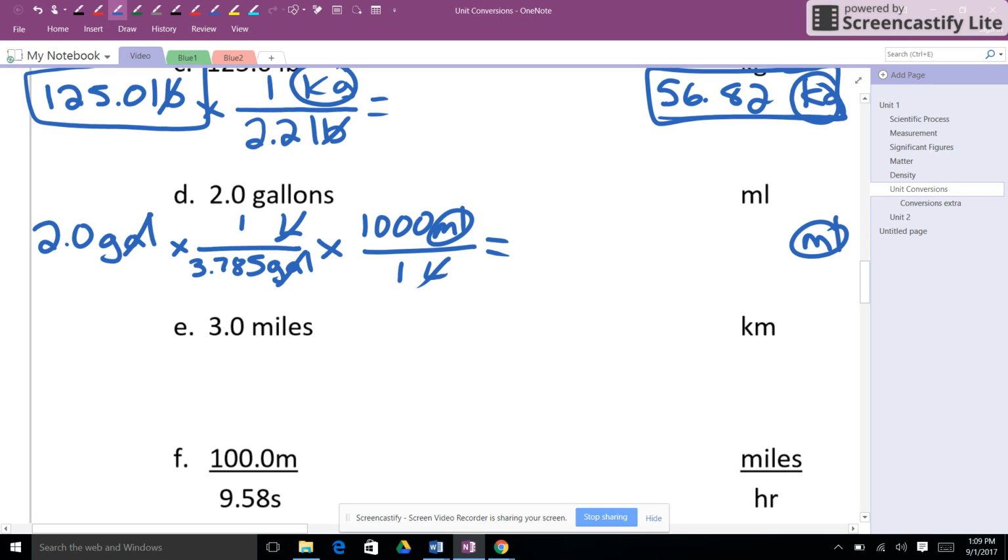And then on our calculator, we can do 2.0 times 1,000 and then divide it by 3.785. Now this problem, we get maybe a longer answer, but if we look at our starting information, 2.0 is 2 sig figs. So I'm going to round my final answer to 7,600 milliliters. So I also have 2 significant figures in my answer.